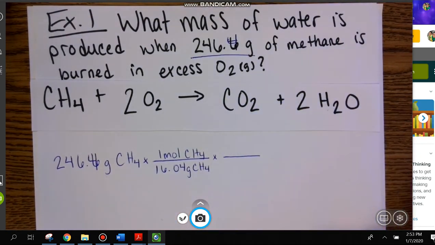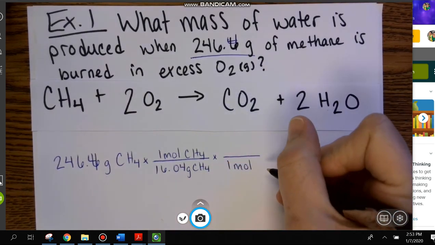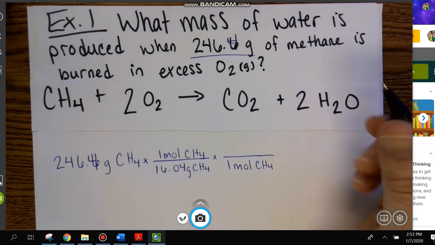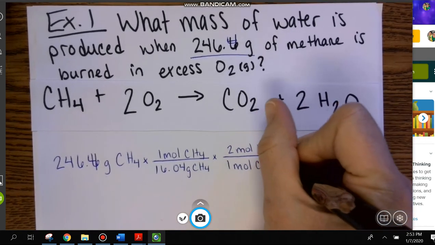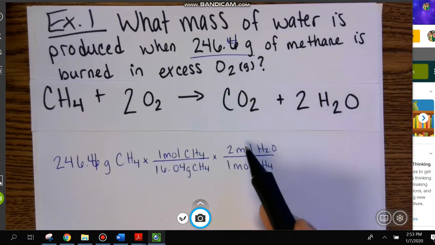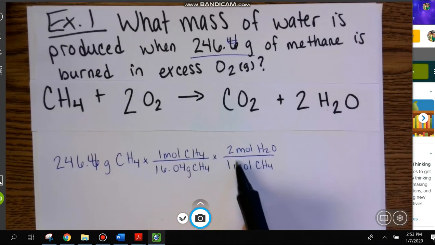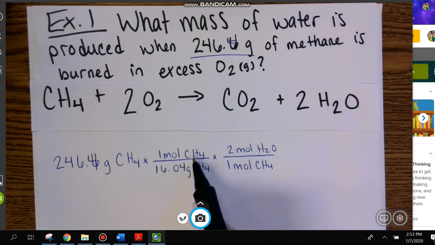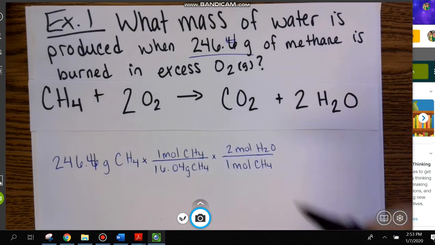Then we're going to do our mole-to-mole ratio. For every 1 mole of CH4, we have 2 moles of water. Now, how did I get that? Remember, I said I had to use our balanced equation. So here is my 2 moles of H2O for every 1 mole of CH4. So that is my mole to mole. Now, you may ask, why did I put the CH4 at the bottom? That's because I need to cancel out my moles of CH4, so that needs to go at the bottom.